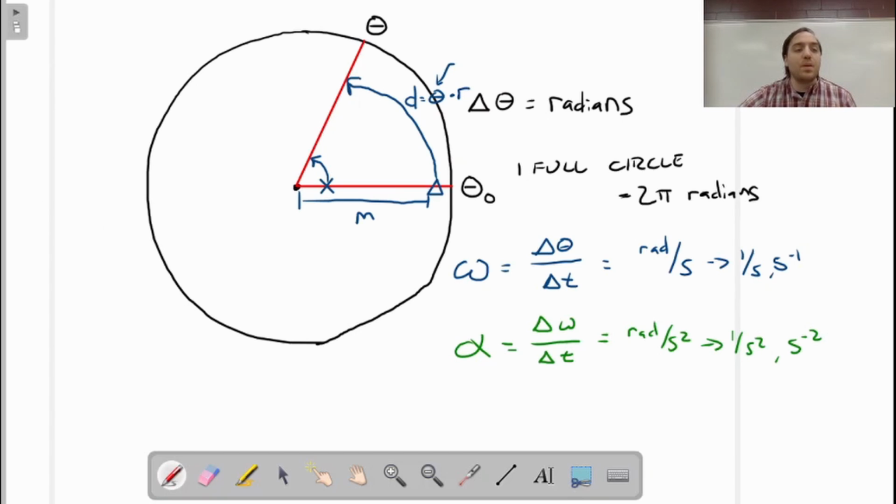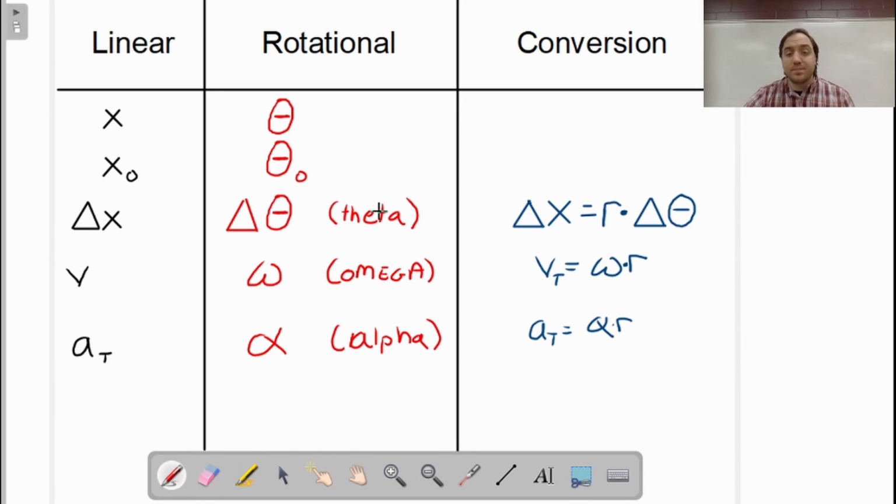A common way for people to think about this is that whatever you're talking about linear, just replace it with the rotational symbol. So wherever you'd see x in a linear thing, distance or displacement is x, use a theta instead. Wherever you talk about a linear initial position, you talk about the rotational initial position. Whenever you're talking about your displacement, your change in position, you talk about your change in rotational position, or your delta theta. And these two are directly related by the radius. Your velocity and angular velocity are directly related by your radius.